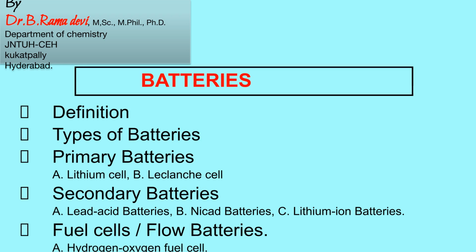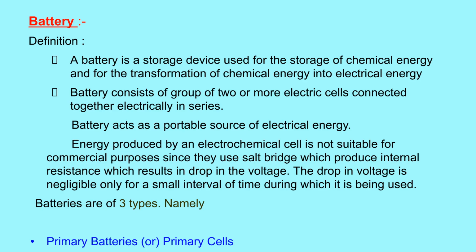This video will cover batteries, including their definition, types, and specific examples of primary, secondary, and fuel cells. A battery is a storage device converting chemical energy into electrical energy. It consists of two or more electric cells connected in series, acting as a portable electrical power source.